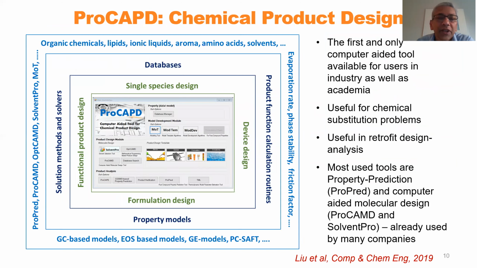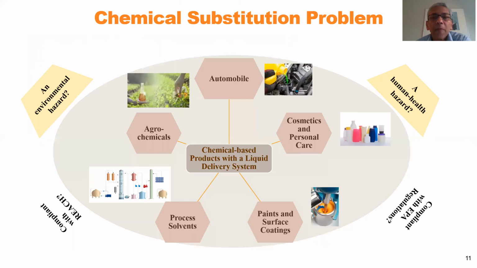All of this is put in a software called ProCAPD, where we can do single species design, functional product design, formulation design, device design. All of these can use different versions of databases, solution methods, property models, and product function calculation routines. In this presentation, I will highlight the chemical substitution problem.